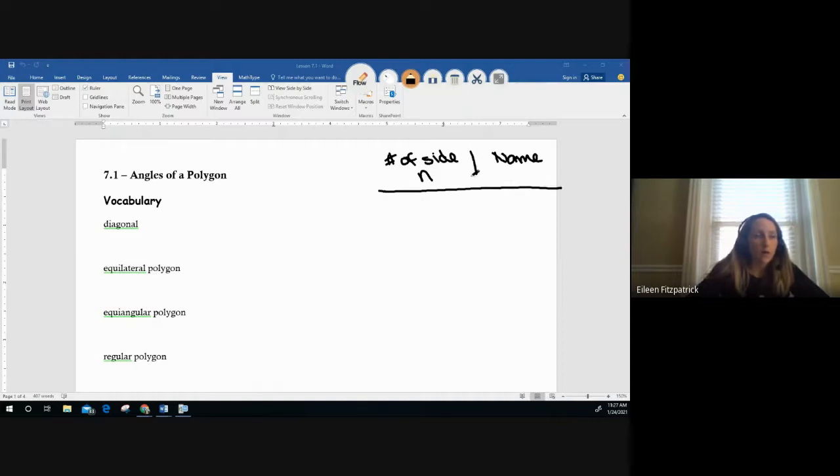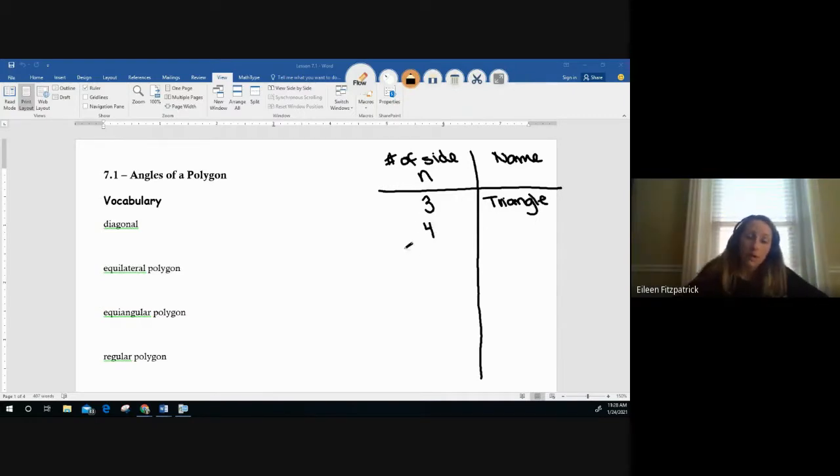So what do we call a polygon with 3 sides? We call it a triangle. What do we call a polygon with 4 sides? If you said a square, that's one type. Rectangle, that's a type, right? Parallelogram, that's a type. Kite, that's a 4-sided figure as well. Rhombus, those are all types of quadrilaterals.